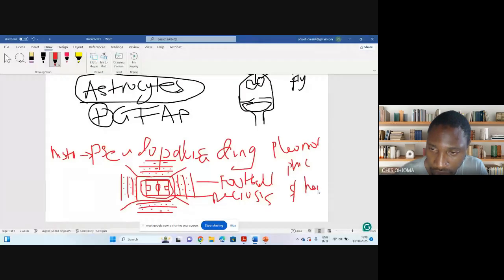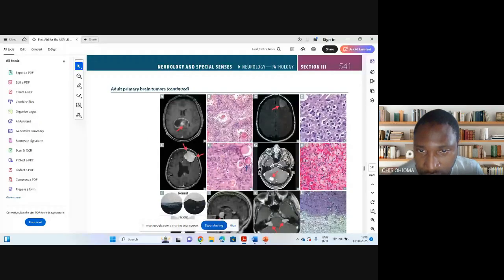Necrosis and hemorrhage, right? That's what you see. So on histology, I'm going to show you what this looks like. You can see it like this on histology. This is what I was trying to get across to you guys.